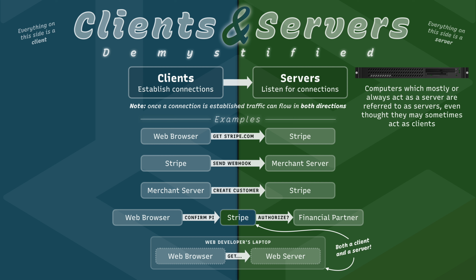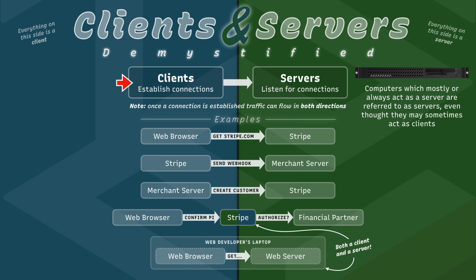All of these examples demonstrate the ephemeral nature of the client and server labels, which apply based on the context of a specific connection. That's why we see Stripe on both the client and server sides of the slide depending on the connection being made, and why we see something called a server acting as a client. As long as you keep the following three things in mind, you should be able to determine what's a client and what's a server in any situation.